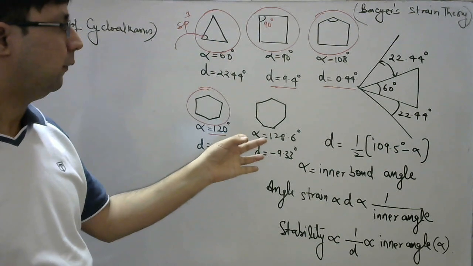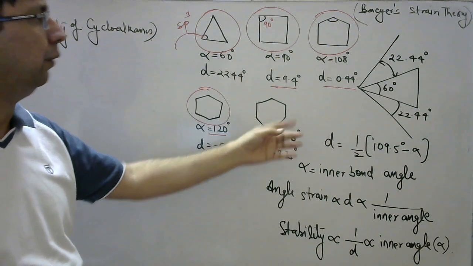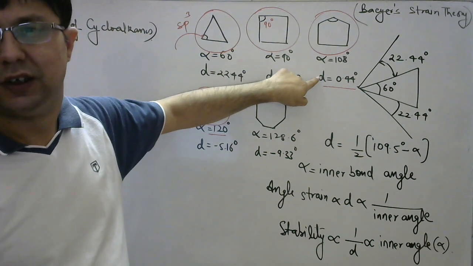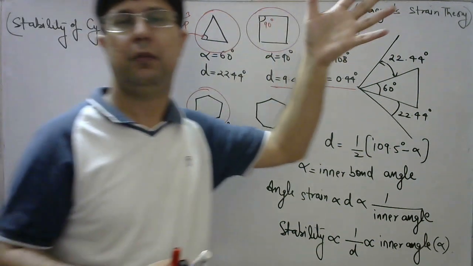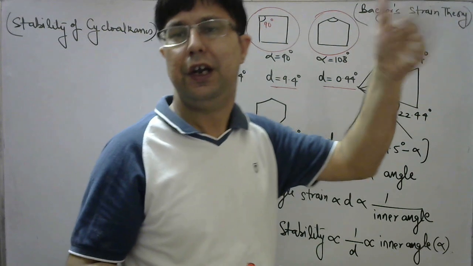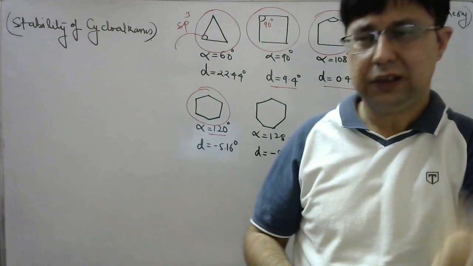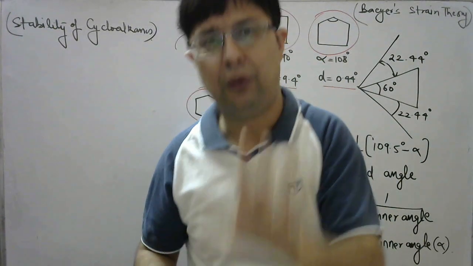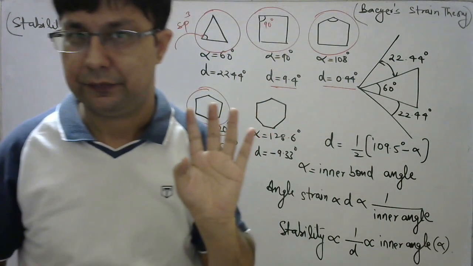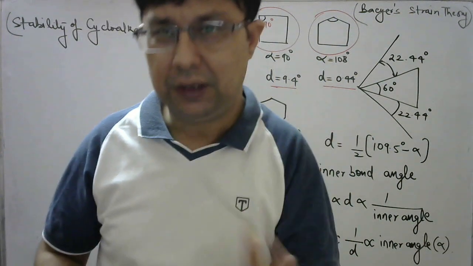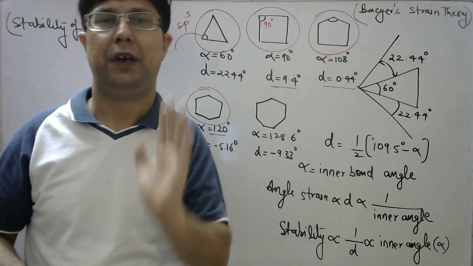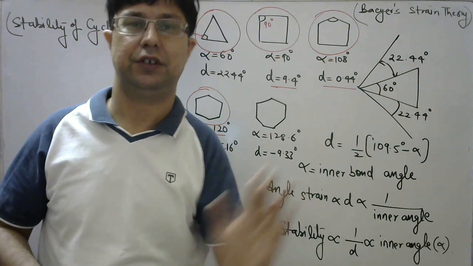Comparing all these cycloalkanes, I can see from the numerical values that in cyclopentane the angle of deviation is minimum, 0.44 degrees, indicating that in this molecule the angle of deviation is minimum and therefore it has to be more stable. But practically it is found that the cyclopentane ring is not the most stable ring.